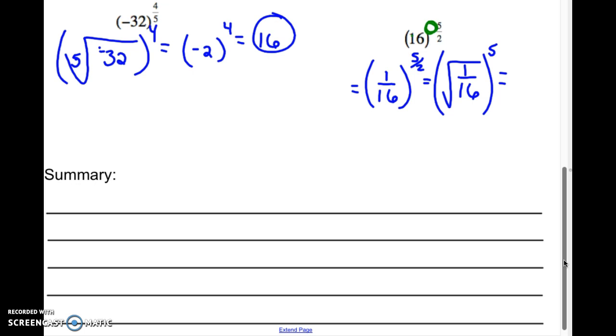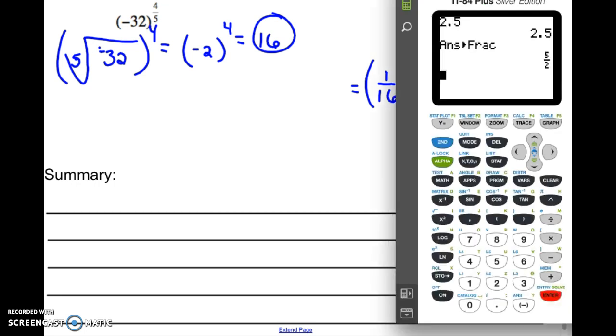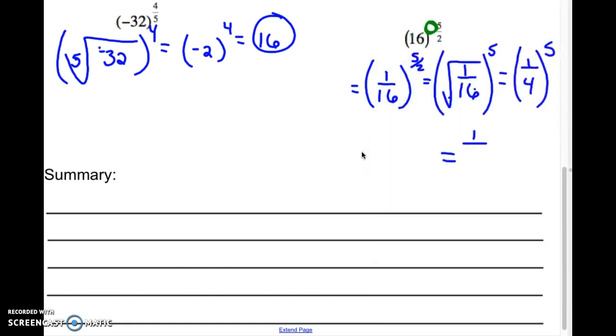So the square root of 1 in the numerator is 1. The square root of 16 is 4. And we have to take that to the 5th power. So 1 to the 5th is just 1. 4 to the 5th, I forgot what that was. 4 to the 5th is 1,024. So that's our answer.